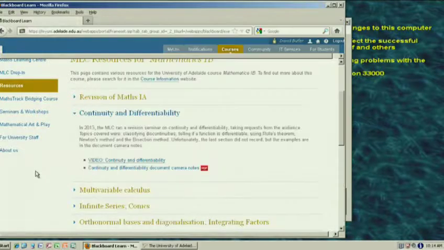Okay, so for the video, this is a revision seminar for Maths 1B in 2013, and we'll be talking first about Rolle's Theorem and the Intermediate Value Theorem and that sort of thing. As you know, Mathematics 1B is probably not named correctly.